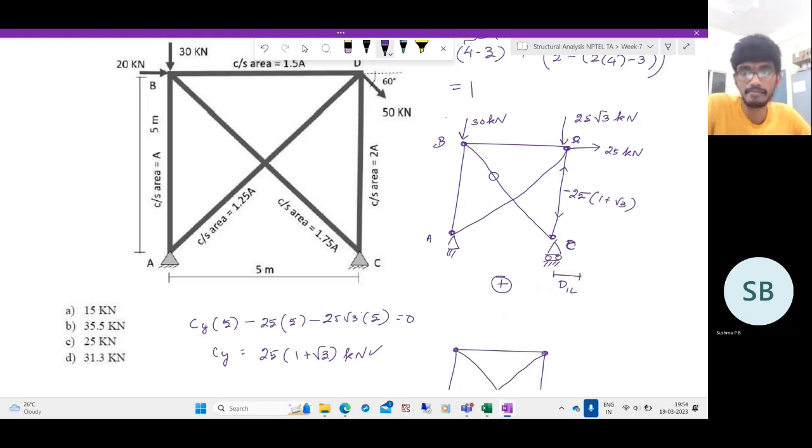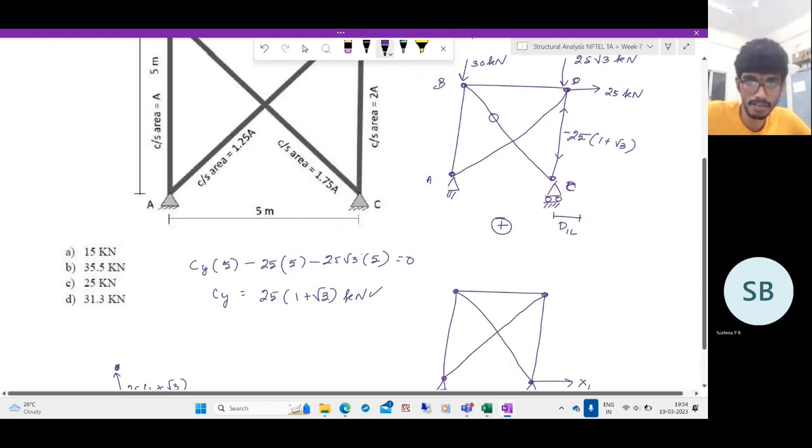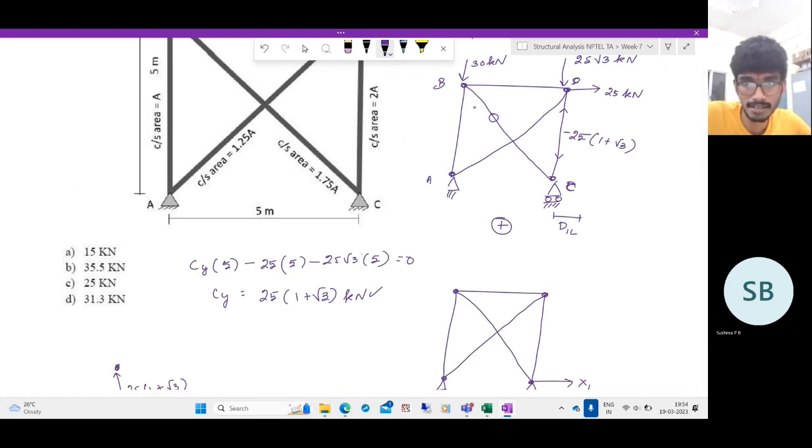Coming to this point, we have two unknown forces. We can solve for it, or this is even easier. If you look, this is a zero force member, which means at this joint it is effectively only this, and this will take up the entire 30 kilonewtons. So this is subjected to a compressive force of 30 kilonewtons.